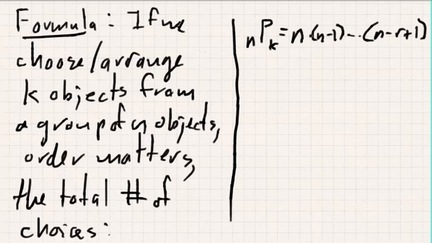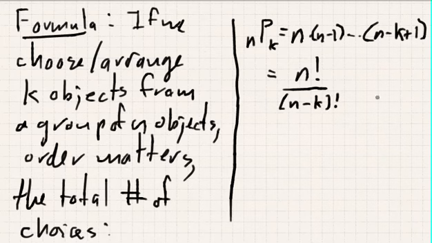Why? This is how many choices I have for the first guy. This is how many choices I have for the second guy. I keep going down. This is how many choices I have for the kth guy. The plus 1 is there. It's just a little weird that it's there. But we can rewrite this formula a little bit more nicely, which is n factorial divided by n minus k factorial. So that's a little bit nicer of a way to write this. So in fact, I suggest maybe you try to remember this way.